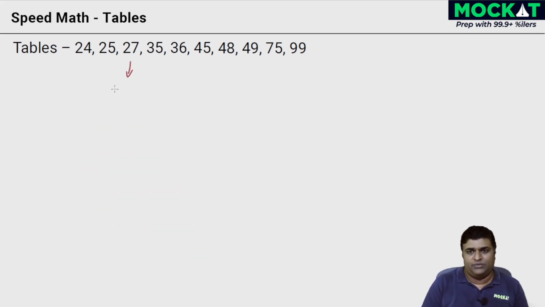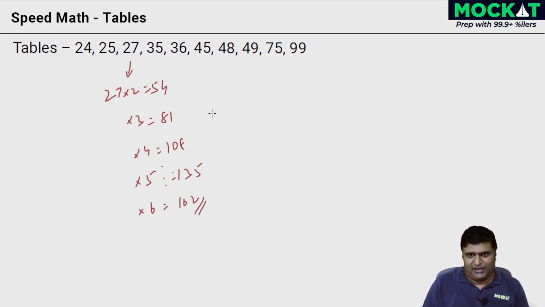Then 27 into 2 is 54, into 3 is going to be 81, into 4 is going to be 108. Memorize them. Into 5 is going to be 135, into 6 is going to be 162. Probably till this, that should help.